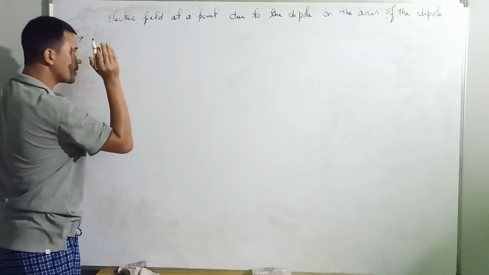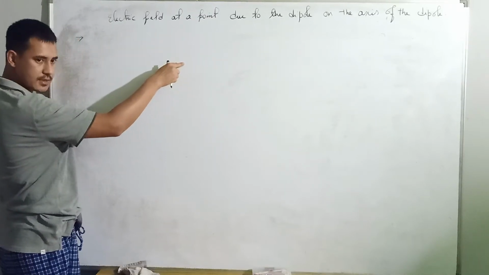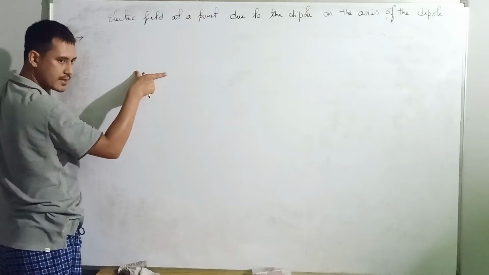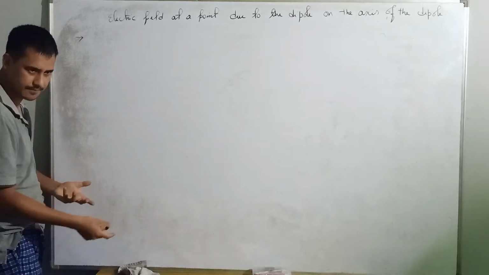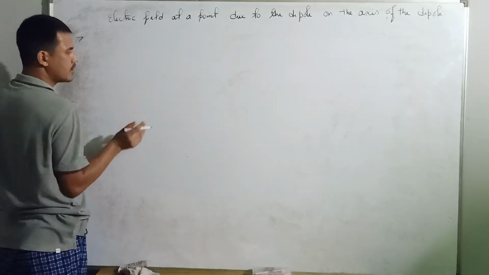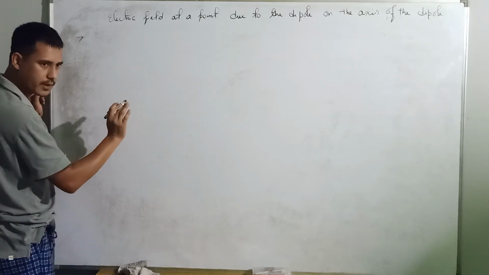Whenever we say dipole, you have to draw two equal and opposite charges separated by a certain distance apart. The distance between the two charges will be 2a. That is how you have to take it. Don't just take the distance between the two charges as d. Never take it that way.